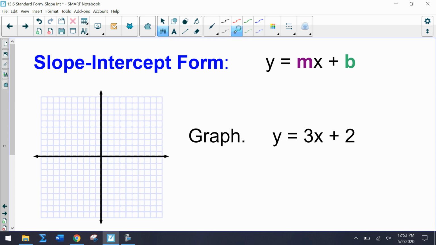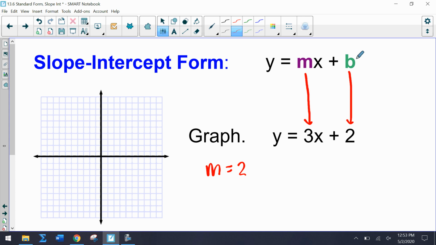Okay, so now we also have slope-intercept form. So y equals mx plus b form. And if we solve for y, that means our m is always next to the x, and our b is always added to that x term. Okay, so in order to graph, we need the slope and a point.